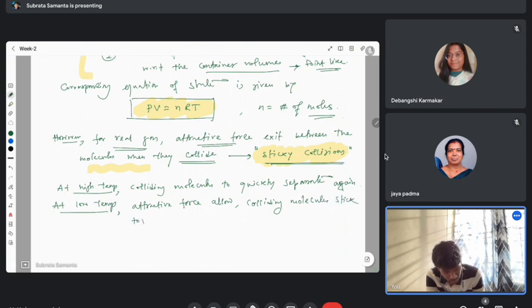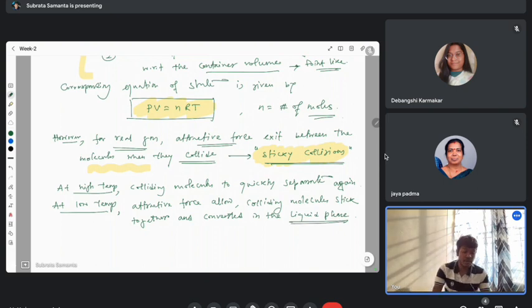Colliding molecules stick together in a large enough number and then are converted into the liquid phase. That means some kind of condensation happens at low temperatures. So that's why we are deviating from the ideal gas to the real gas.